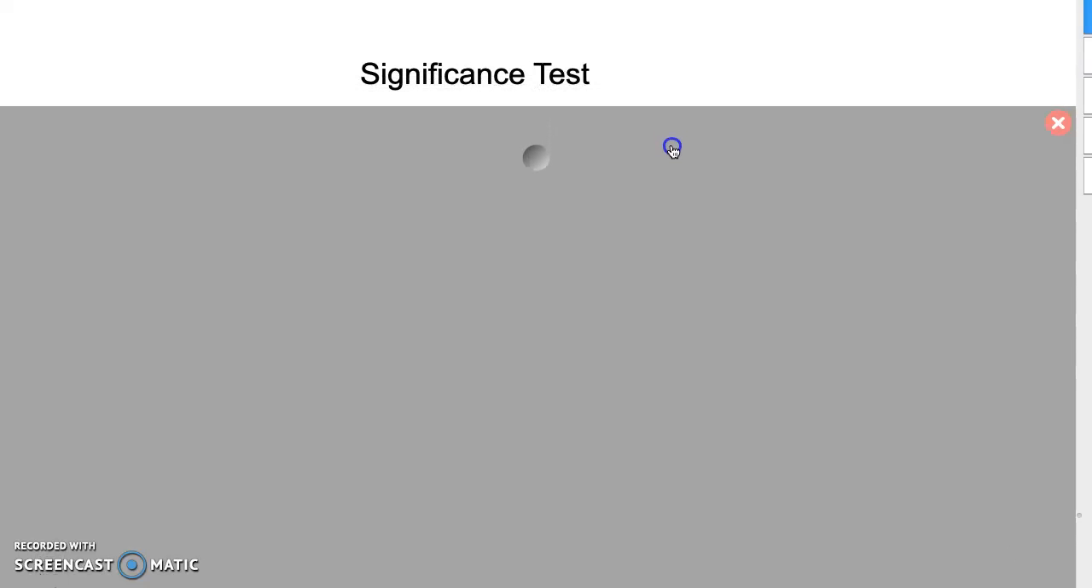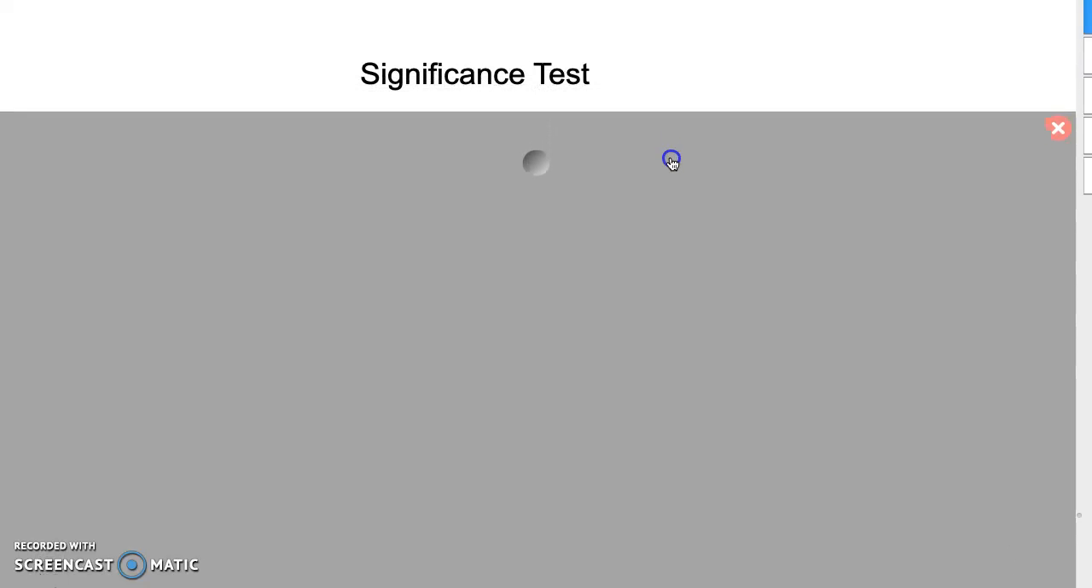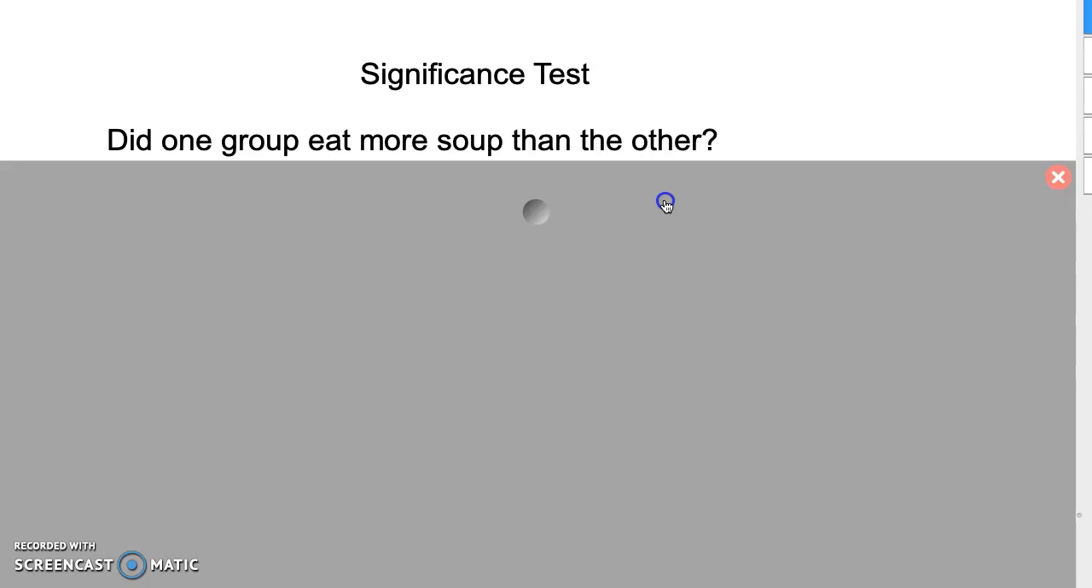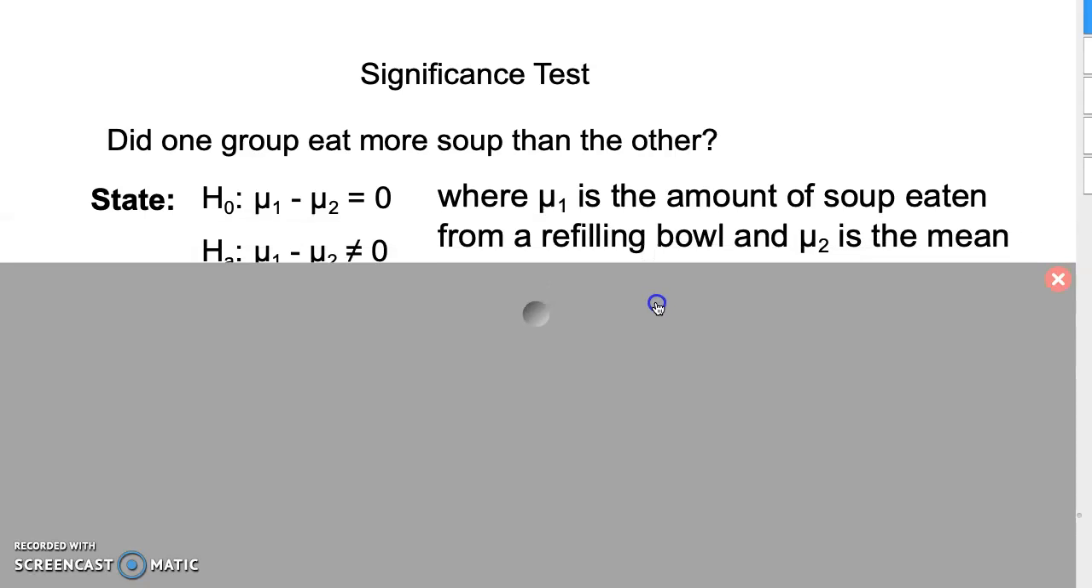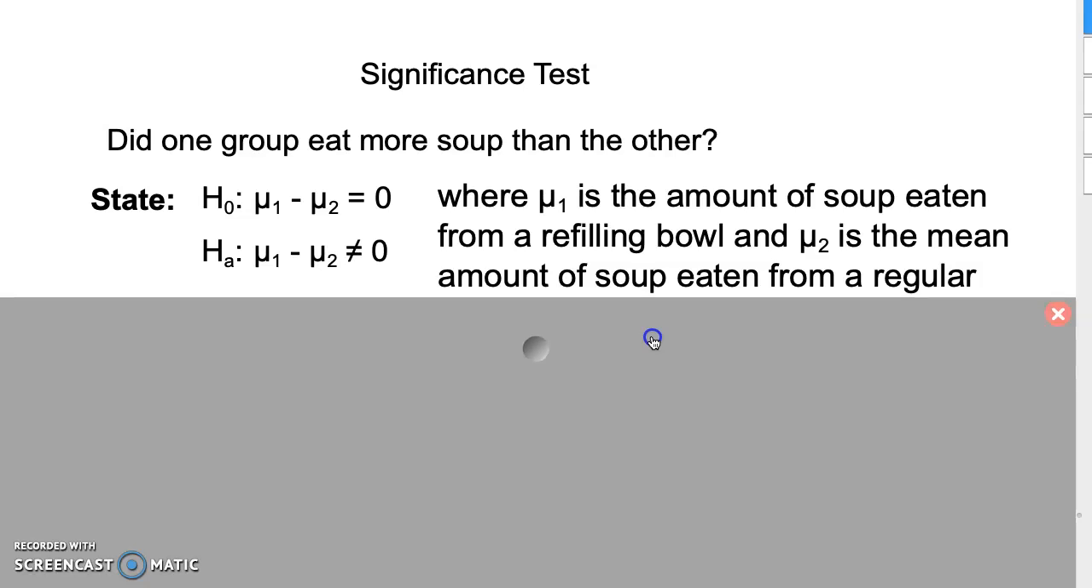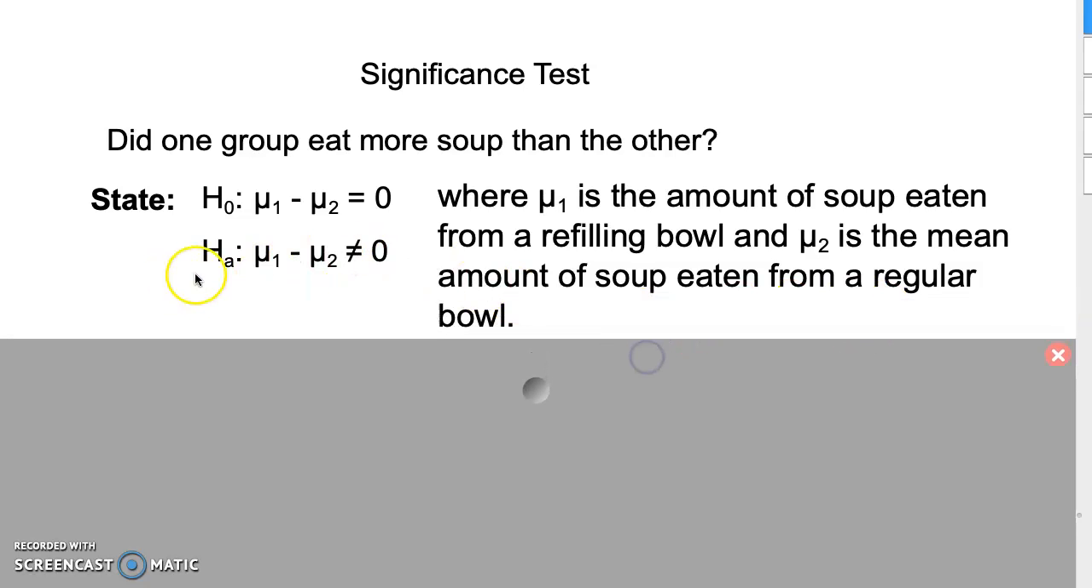Okay, now this one is the hypothesis test. So let's look at the hypothesis test. Significance test, another name for hypothesis test. Did one group eat more soup than the other? So this is just a yes or no answer. Null hypothesis: there was no difference. Mu1 minus mu2 equals 0, where mu1 is the mean amount of soup eaten from a refilling bowl, and mu2 is the mean amount of soup eaten from a regular bowl. Alternative is that it's not 0. Notice we're not saying that one group is eating more than the other. We're just saying they're different.